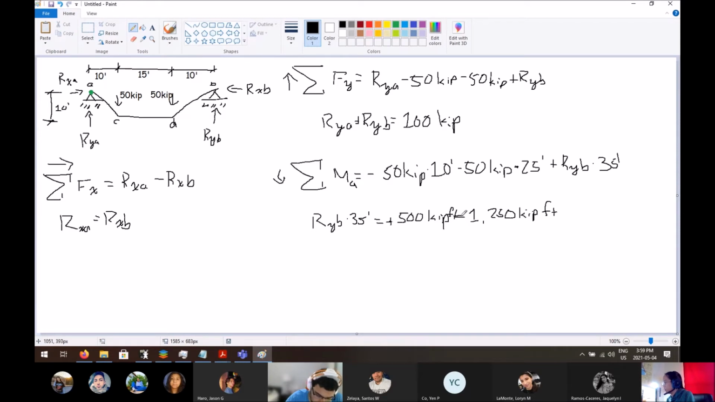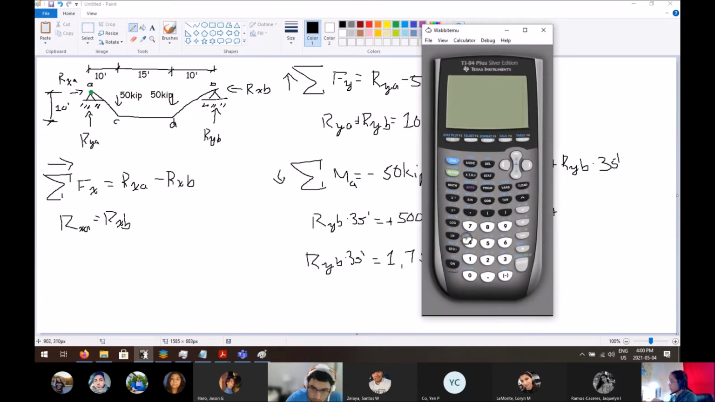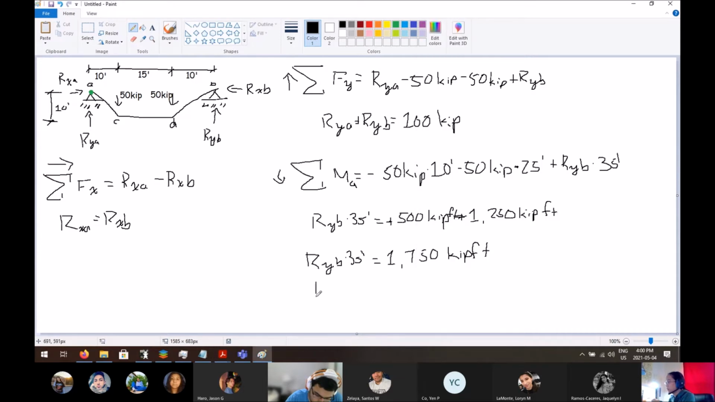This is actually positive because I moved to the other side, positive break. So these become positive, this moved to the other side, these are positive now, plus 500 kip feet, plus 1,250 kip feet, so RYB times 35 feet is equal to 1,750 kip feet. Take our calculator out on 1750 divided by 35. That'll be 50. RYB is equal to 50 kips.